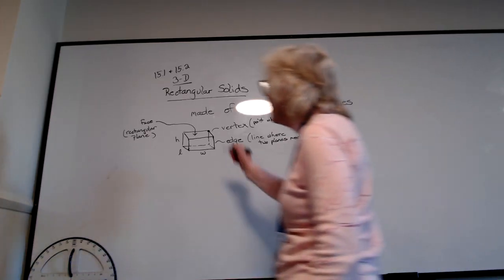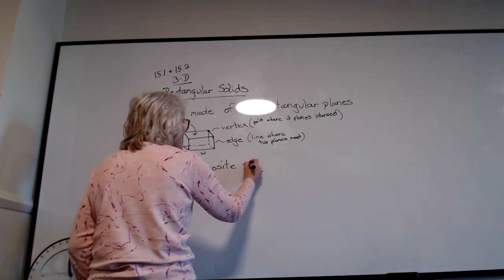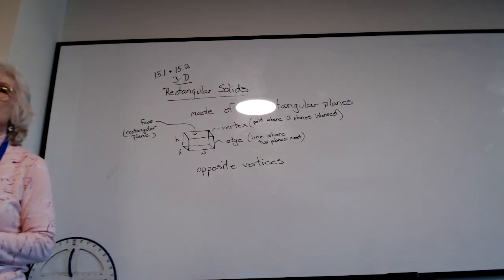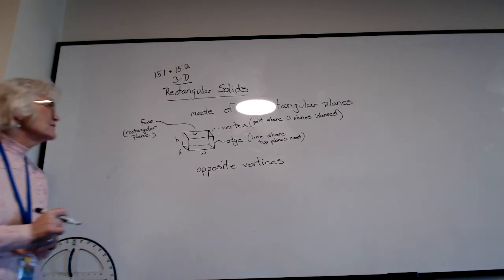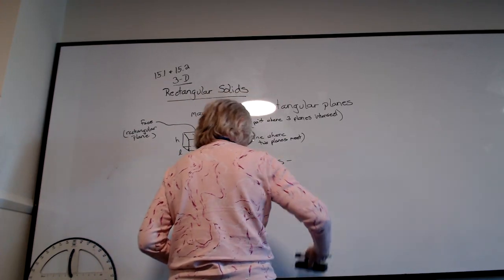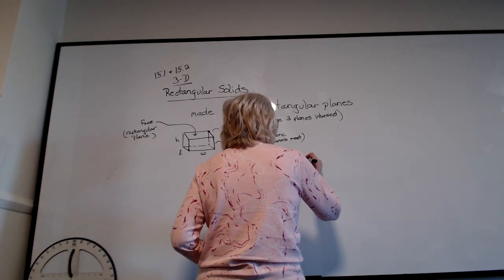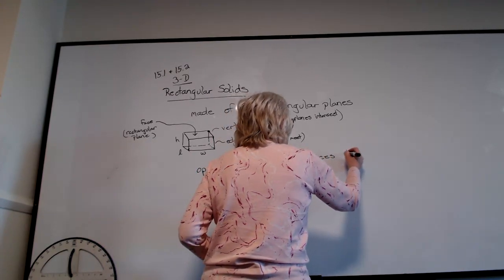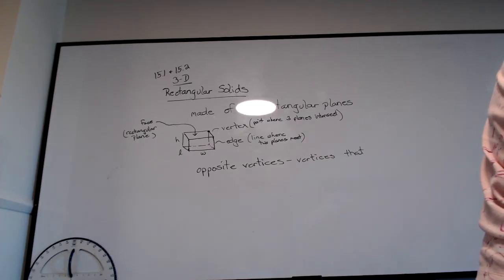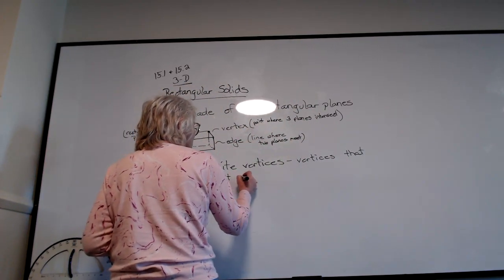In this, when we have a rectangular solid, opposite vertices are not the same as what they used to be when we were talking about quadrilaterals on a flat piece of paper. So opposite vertices are basically vertices that are not on the same face. I cannot spell, oh my gosh. I better see how they write it.